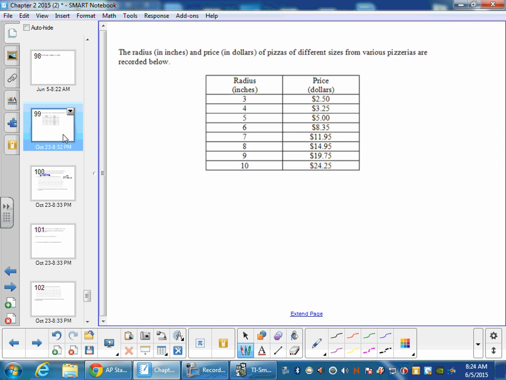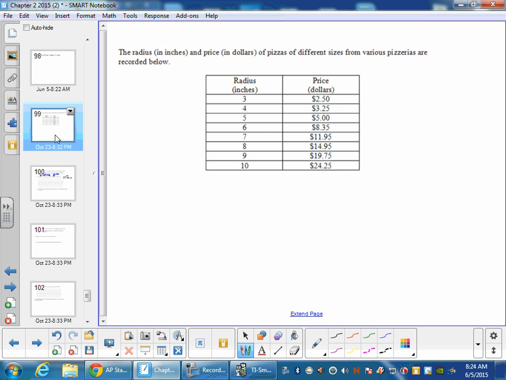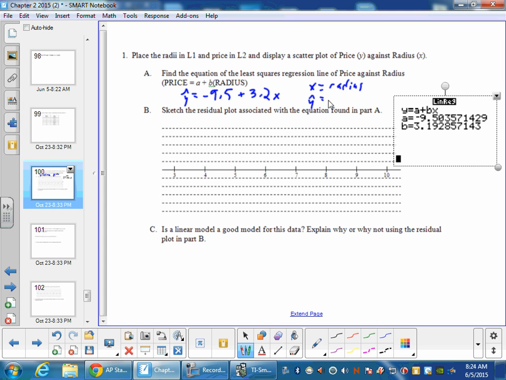Now it's always good to label our x's and y's. So x is going to be the radius, and y hat, we need to say predicted price, because we're trying to predict that price based on the radius. So now that I have my equation, I want to look at the residual plot.